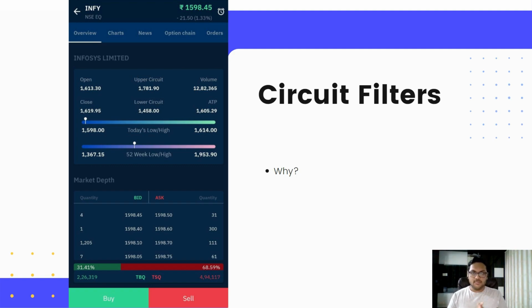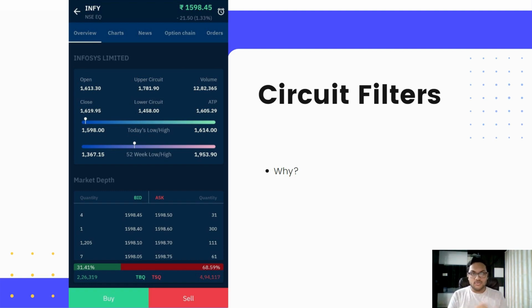So for the FNO segment, once it reaches the circuit, after that the upper and lower limits will be changed according to that price. Okay, if it reaches again, then again it will change, right? So for the FNO segments there is this concept of upper and lower circuit, but like I told you, once it reaches that price, the limits will change, right?